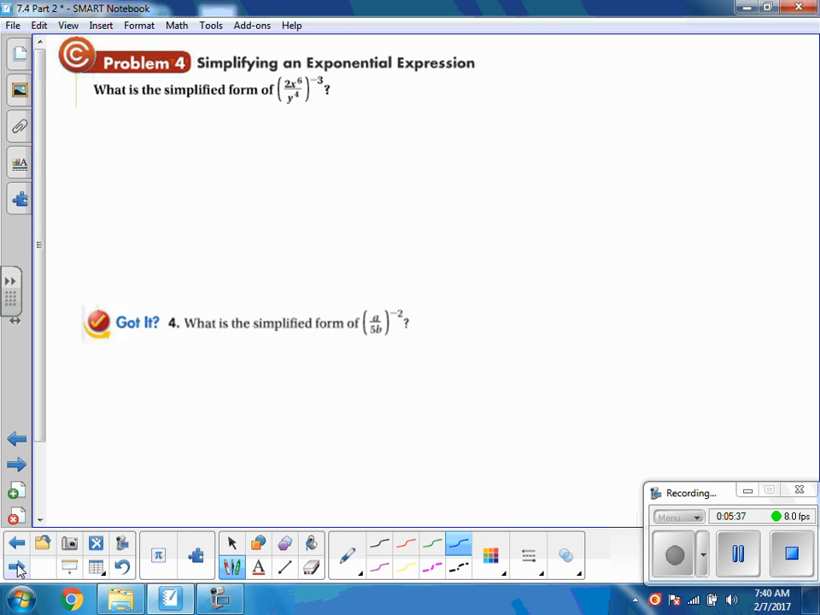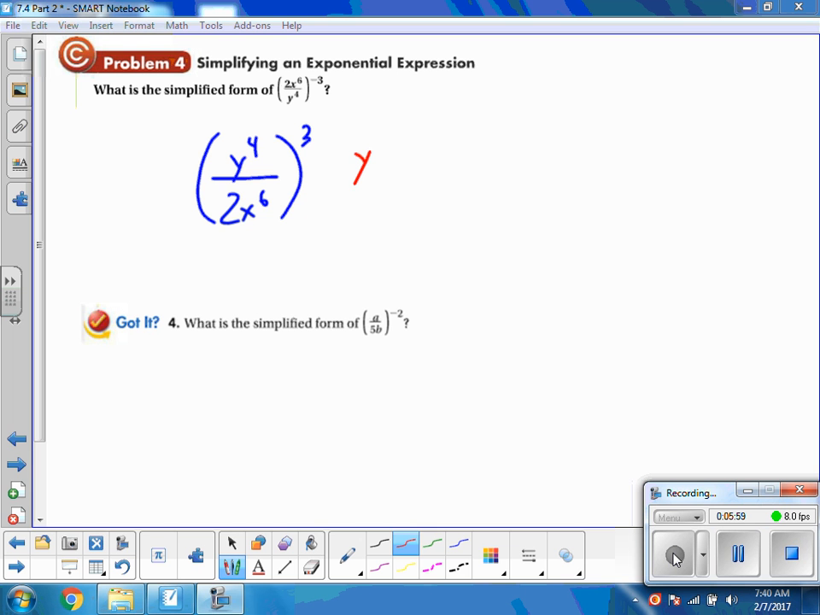All right, we're going to keep simplifying. So we have (2x to the 6th over y to the 4th), and this is to the negative 3rd. Now, if you recall from the conversation we just had, what I can do is take the reciprocal of the fraction I have and change my exponent to positive. And this is going to equal the same thing. So now I'm going to use my power to power rule.